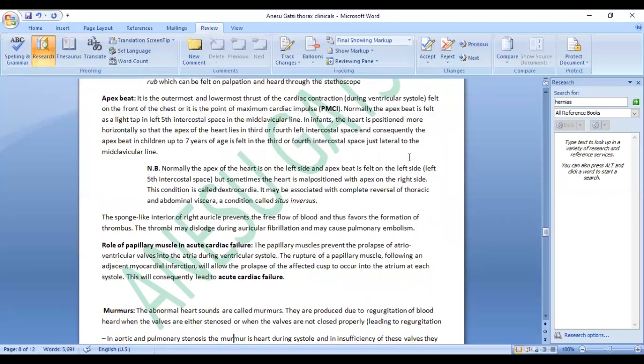Then the papillary muscles prevent the prolapse of atrioventricular valves into the atria during ventricular systole. So if you have a condition known as myocardial infarction, whereby you won't have enough blood supplied to the muscle, these papillary muscles are more likely to rupture, and then you may have prolapse of an affected cusp into the atrium. Remember that if you have this prolapse, you may end up having acute cardiac failure that is actually spontaneous.